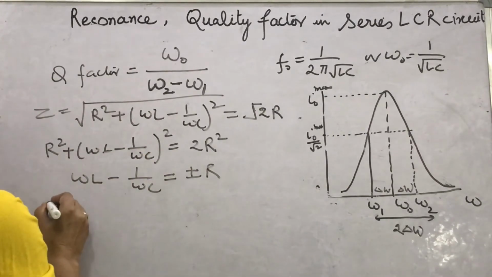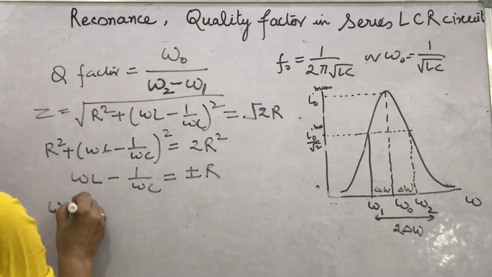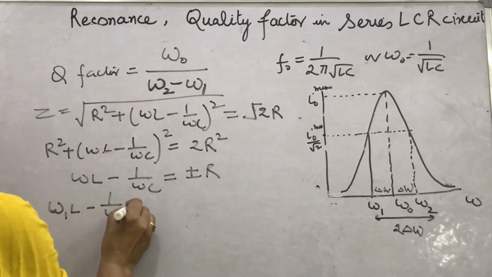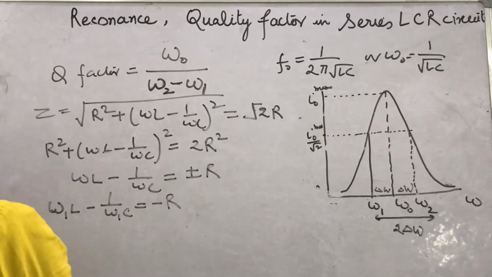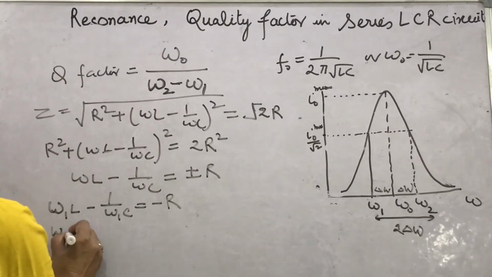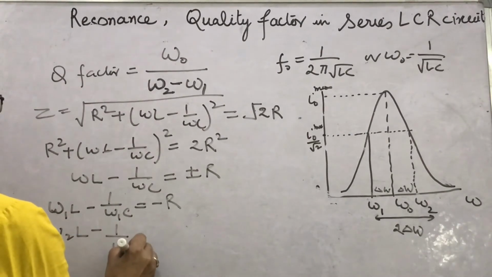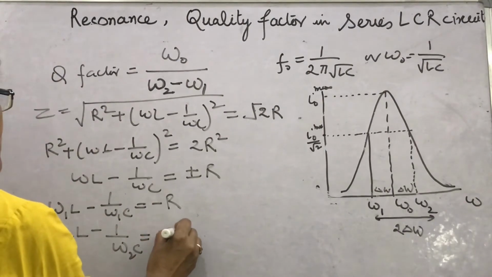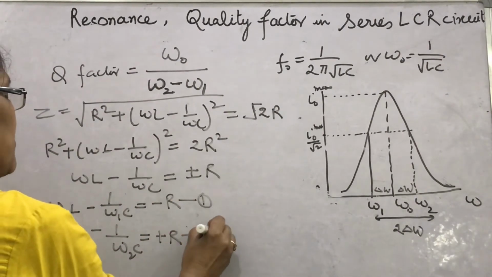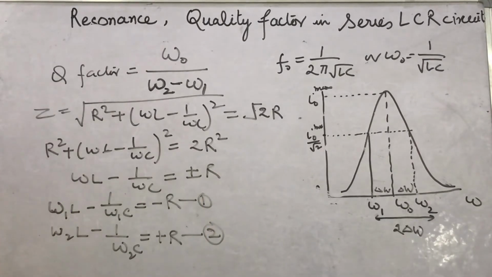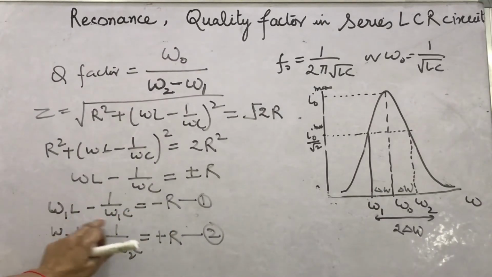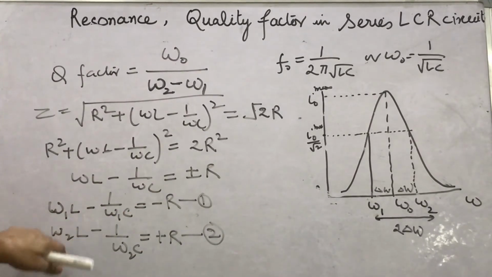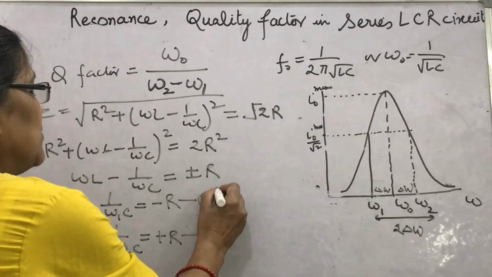We can write here omega 1 L minus 1 upon omega 1 C as minus R, and omega 2 L minus 1 upon omega 2 C equal to plus R. So this is equation number 1 and this is equation number 2. So we can have these two equations by putting omega 1 and omega 2 subscripts in these two equations. By adding these two equations, what can you get?